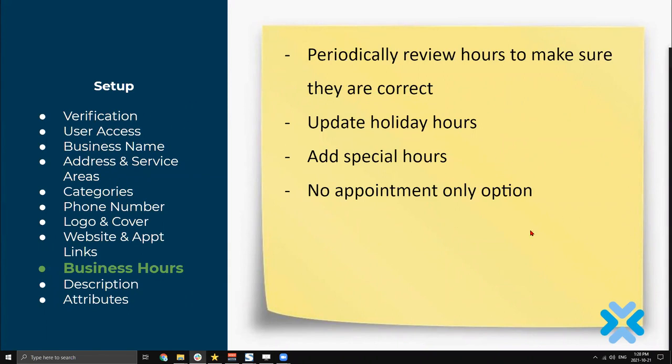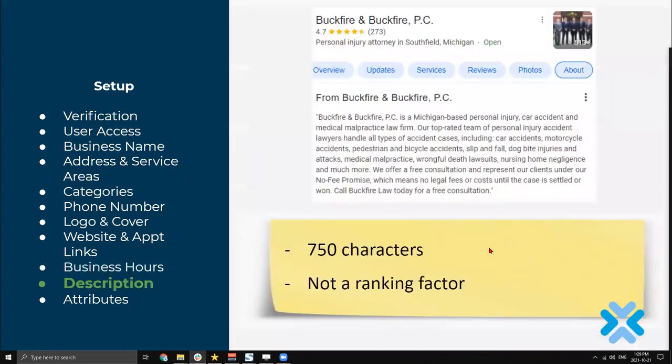And there's always a question: there's no appointment only option. I can't say, I don't want any hours, I just want appointment only. Google is not allowing that. So you have to pick some hours. Pick normal hours and use your FAQ section, use your posts, put an image and say please call first, add it on your website. So you have to get around that appointment only option for some kinds of businesses.